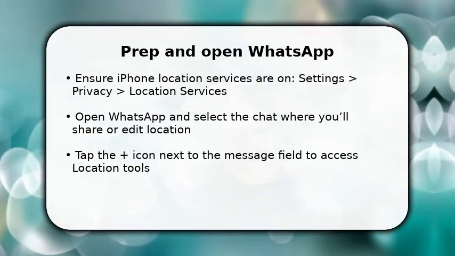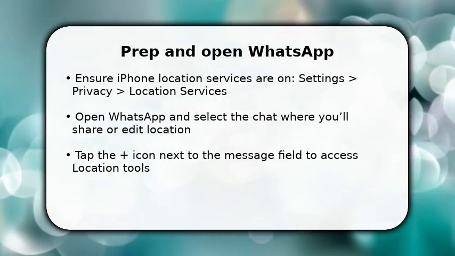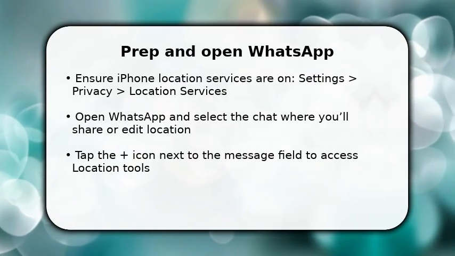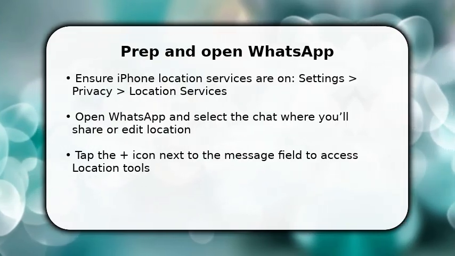You'll start by confirming location services are enabled in iPhone settings so WhatsApp can access GPS. Once done, open WhatsApp and go into the chat where you want to change or share your location. Tap the plus icon beside the message box. That reveals the location option.